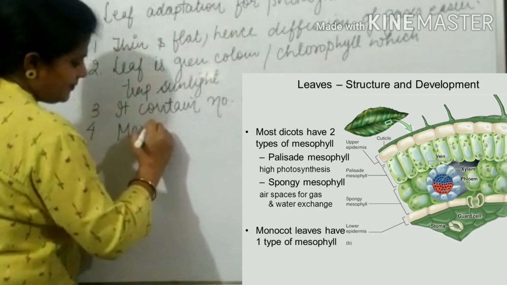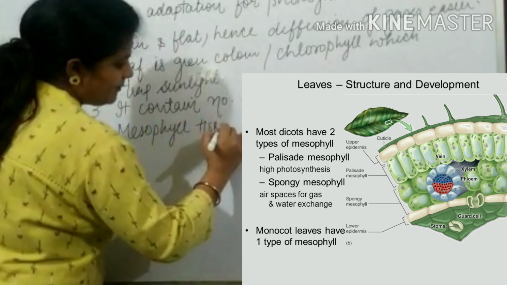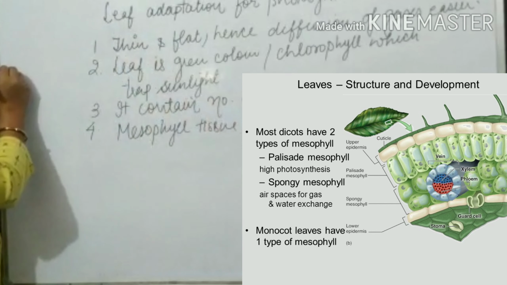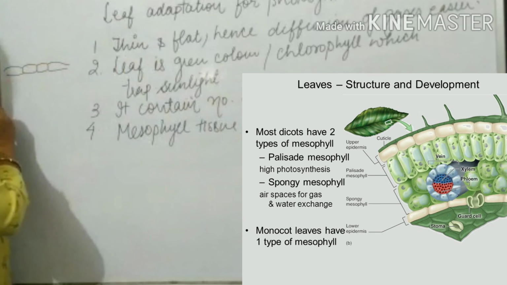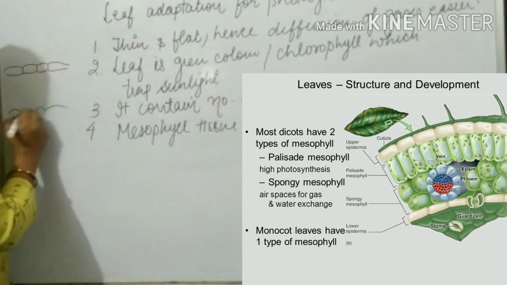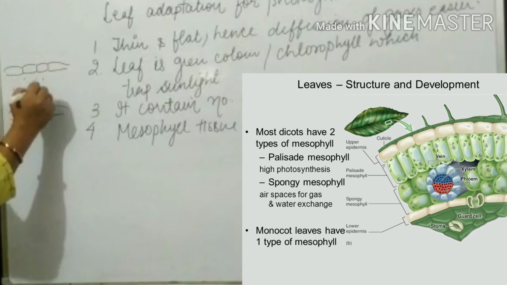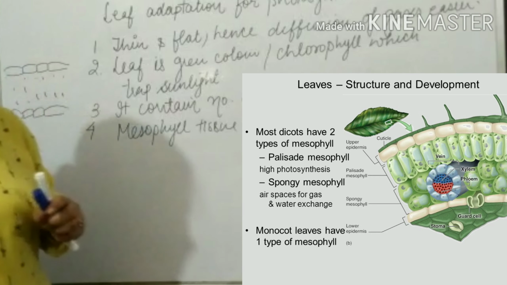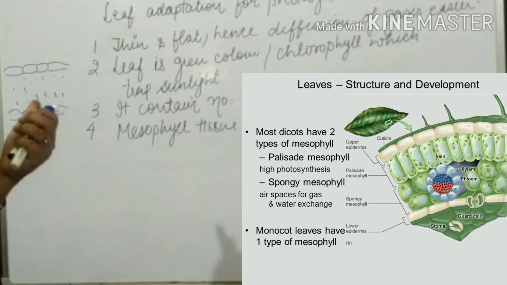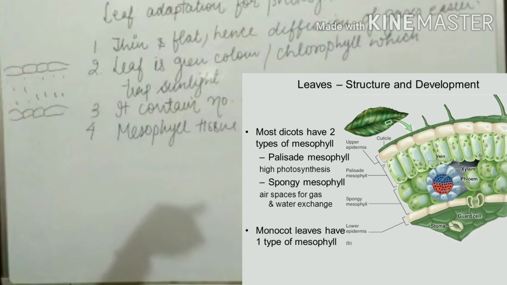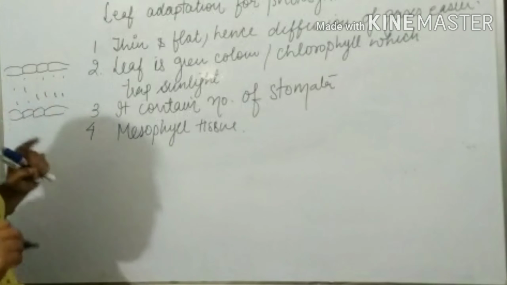Mesophyll tissue. Now, what is mesophyll tissue? Let's understand. This is the epidermis of the leaf. This is the endodermis of the leaf. So the tissue which is present between the epidermis and endodermis of the leaf is known as mesophyll tissue. Like in root we have done cortex, the cells between epidermis and endodermis are cortex. But in leaf they are known as mesophyll tissue.